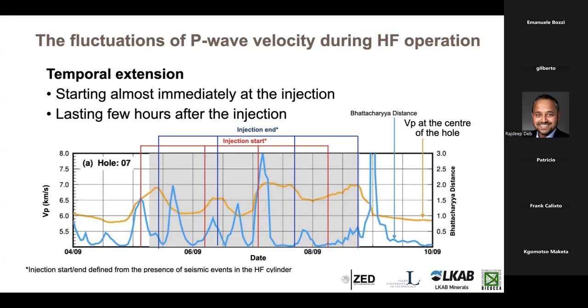If you look, the velocity rises sharply at the beginning of the injection, when the injection starts, but it usually decays, so the Bhattacharya distance is shifted at the end of the fracturing phase. This means that the anomaly is lasting longer. It appears almost immediately when the injections start, but lasts a few hours after the injection. And this is a pattern that has been seen in many hydrofracturing holes.